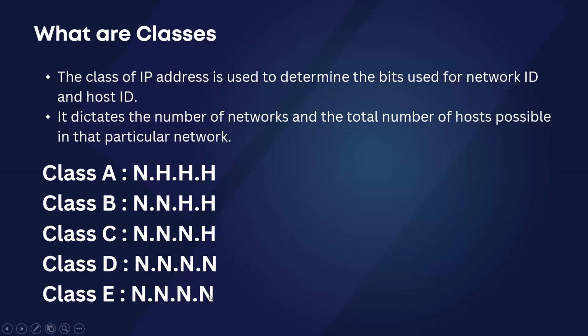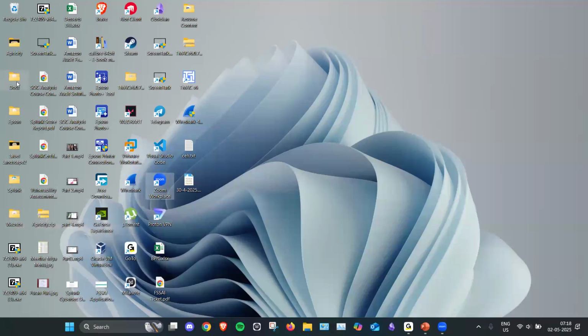But what do I mean by these network portions and host portions? What do they represent? To understand this, we'll take the example of Class C first, which has three network portions and only one host portion. Now, I think I've written this down in a notepad file. One second.